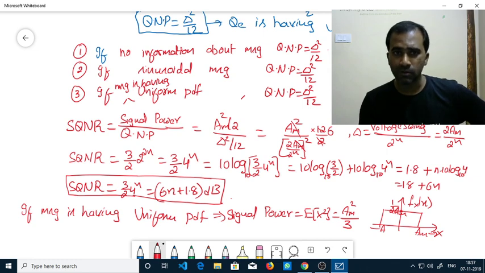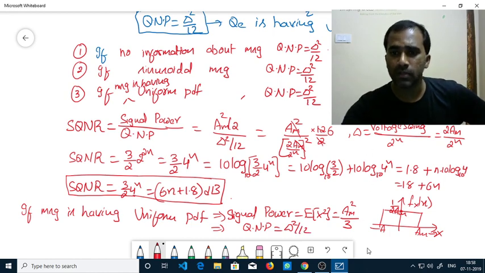Then substitute AM square by 3 in place of signal power. It will be AM square by 3 here, by 3 here, by 3 here, which means 3 gets cancelled. It will become only 4 to the power of n. If the message is having uniform PDF, then definitely quantization error also is having uniform PDF. So the quantization noise power is the same, which is del square by 12.